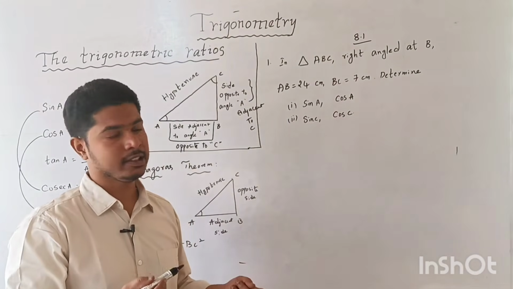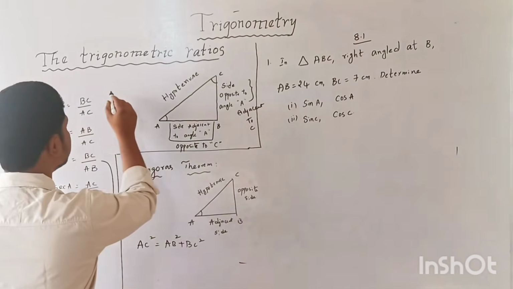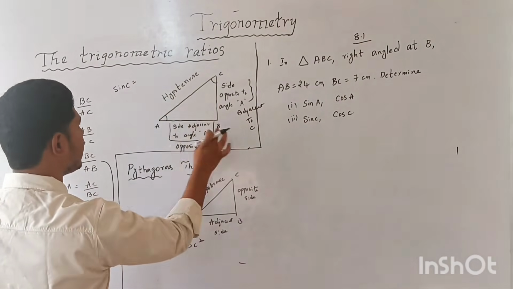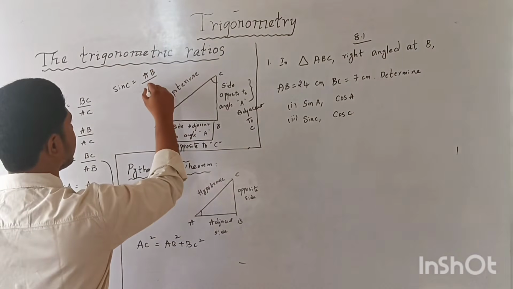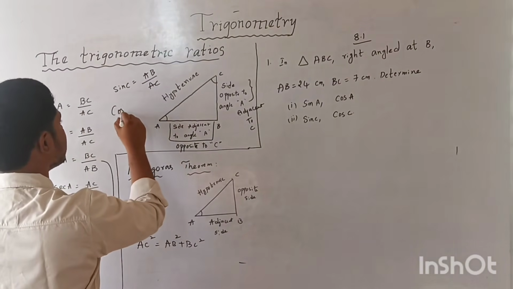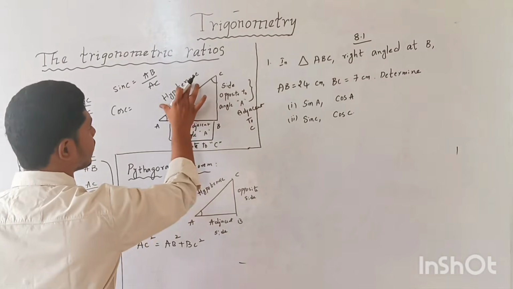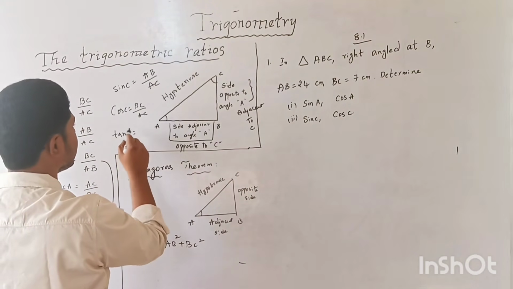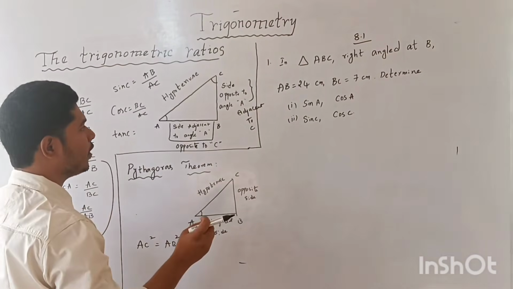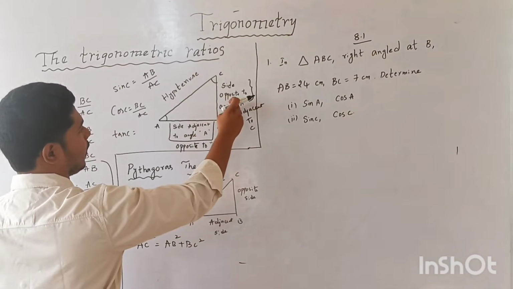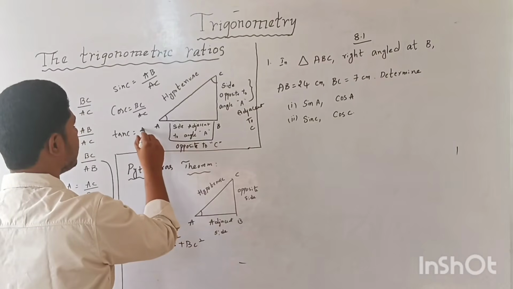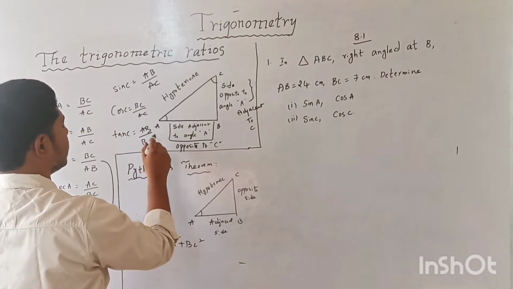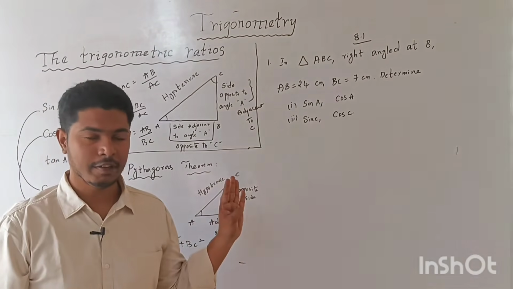Sin C is equal to opposite by hypotenuse, that is AB by AC. What is cos C? Adjacent by hypotenuse, that is BC by AC. What is tan C? Tan C is opposite by adjacent, opposite is AB by adjacent BC. These are the important trigonometric formulas.